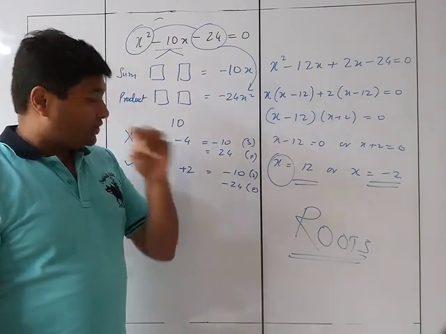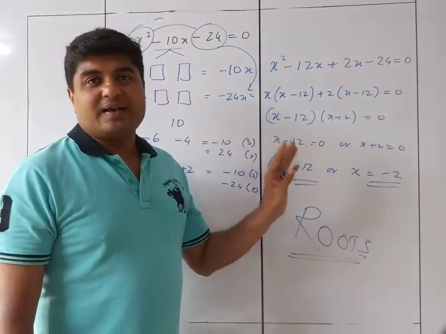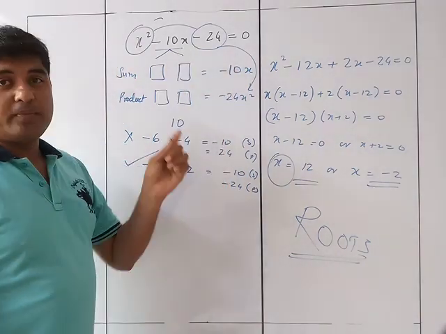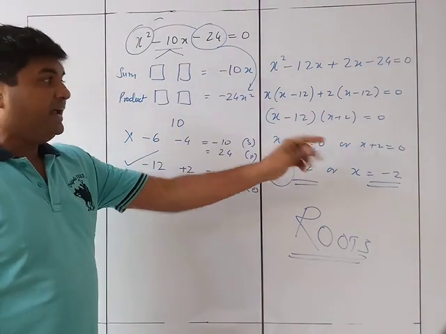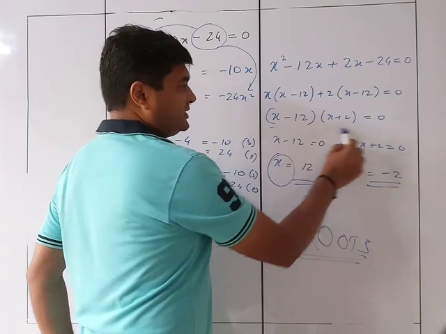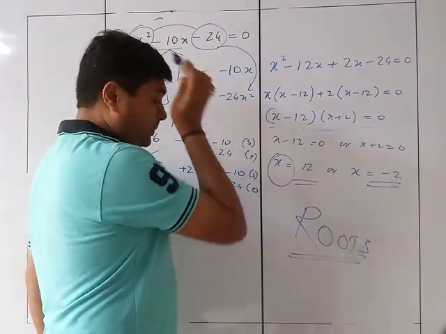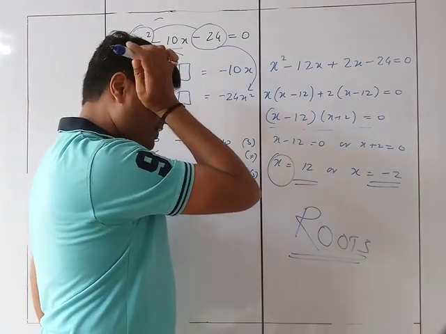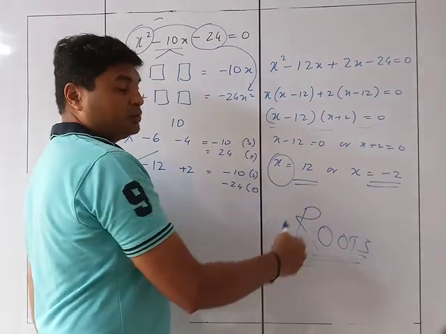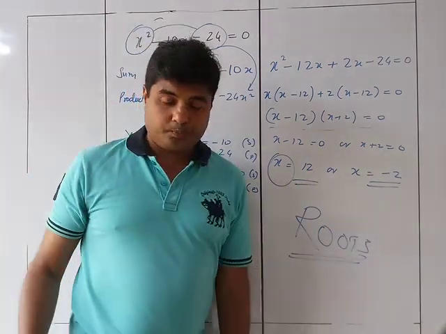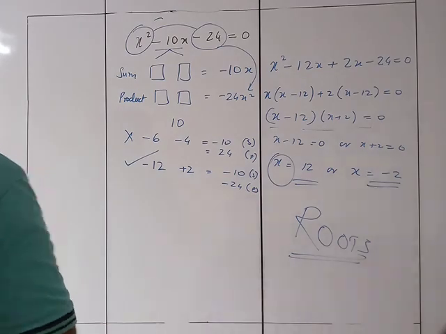Now, this one we already learned in the 9th standard, the factorization of these kind of trinomials. Exactly the same thing is there, except for the fact that after this point we need to find out the value of x in this particular form as x is equal to 12 and x is equal to minus 2.